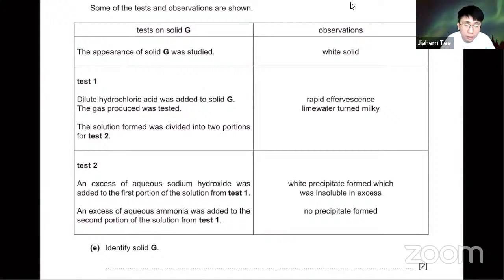Okay, back to here. Solid G, you see a white solid. The word white solid means that it cannot be those that have color. Those with color, like copper(II), iron(II), and iron(III), cannot be solid G anymore. But white solid is a very general answer. You cannot know the exact solid G yet. Then in test number one, you added hydrochloric acid to solid G, and the gas produced was tested.